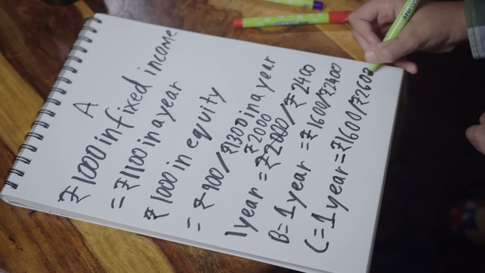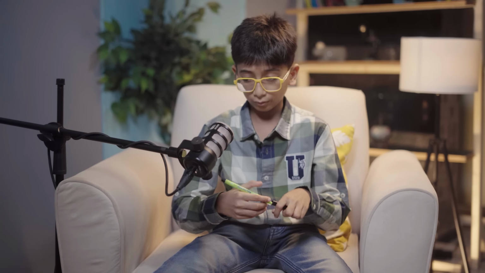Now we have got 3 scenarios. One is where your money may vary between 2000 to 2400, the other where it can vary from 1600 to 2400, and C where it can vary from 1600 to 2600. Now you tell me which is your favorite portfolio.